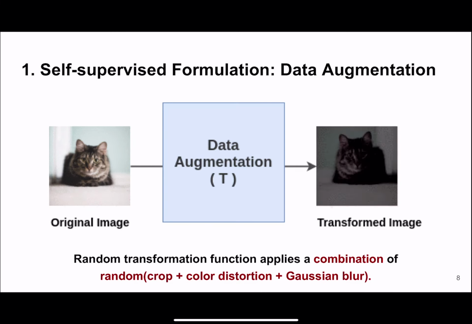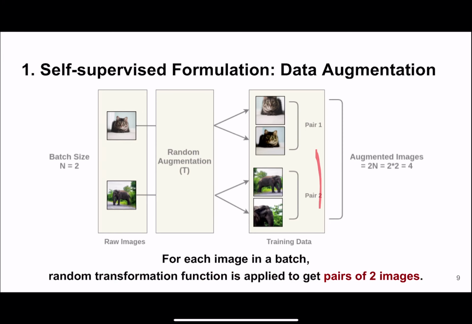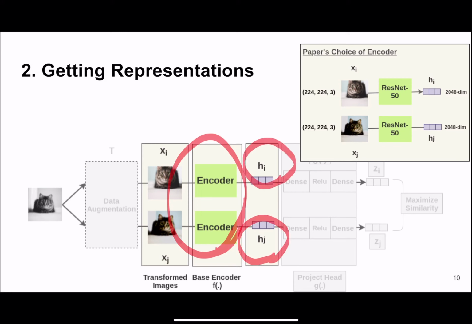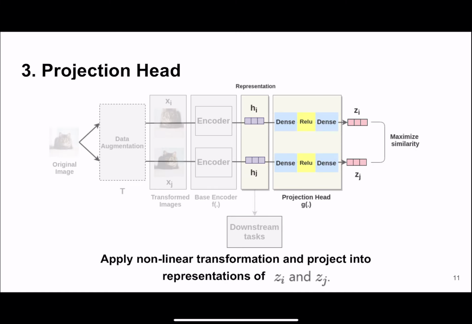Then a random transformation function t transforms each example twice using a combination of simple augmentations: random cropping, random color distortion, and Gaussian blur. Therefore, here we get a total of 4 images. Each augmented image is passed through an encoder to get image representations, which are hi and hj. The encoder can be based on any convolutional neural network, and the paper chose the ResNet architecture as the encoder.